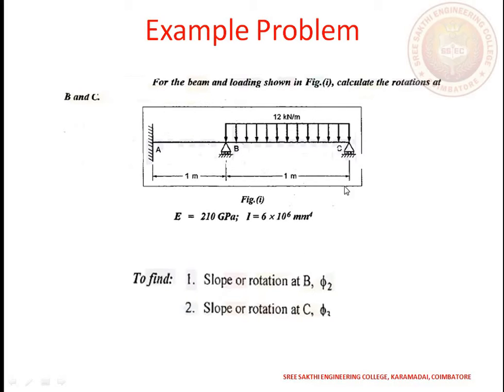I we need to convert into meter power 4. How do you convert? 1 mm is equal to 10 power minus 3 meter, so that is 10 power minus 3 into 10 to the power of 4, then we change mm into meter power 4. Okay, to find the slope at B and the slope at C, that is your question.